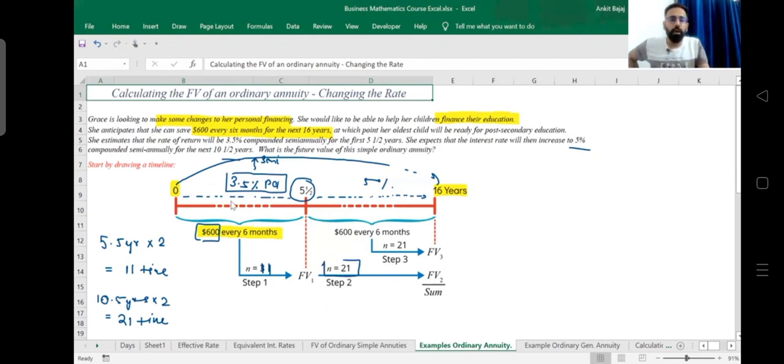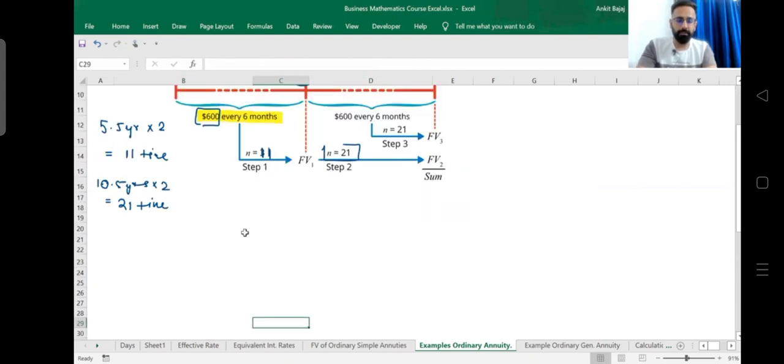So first, we have to calculate the future value for the first 5.5 years. Why do we have to calculate the future value for the first 5.5 years? Because the interest rate is different, so we have to do the calculation twice. So write down the values which are given here quickly. Here PMT is going to be minus 600.